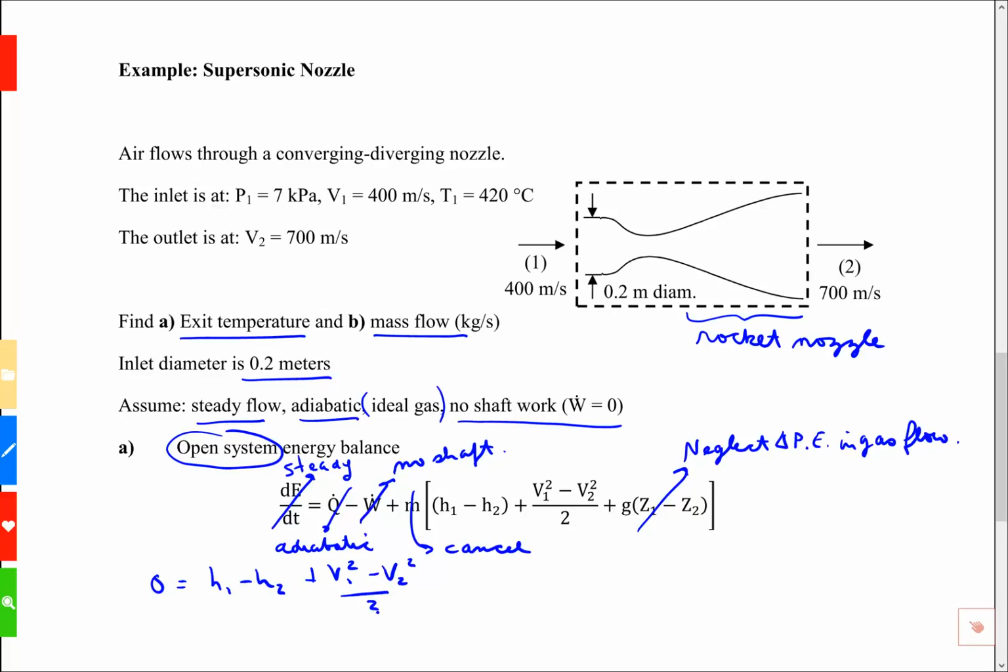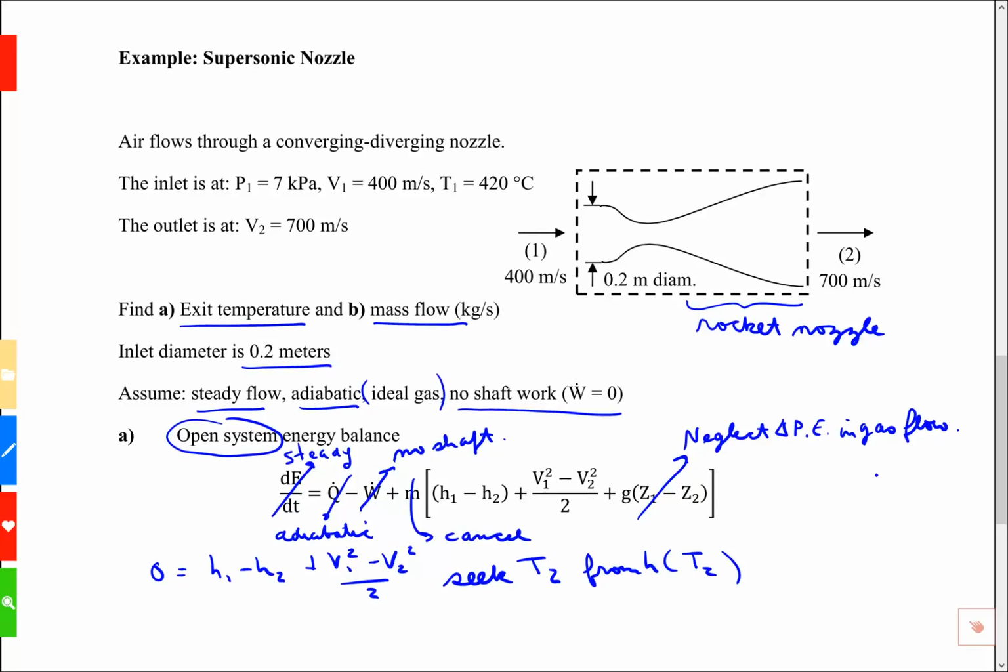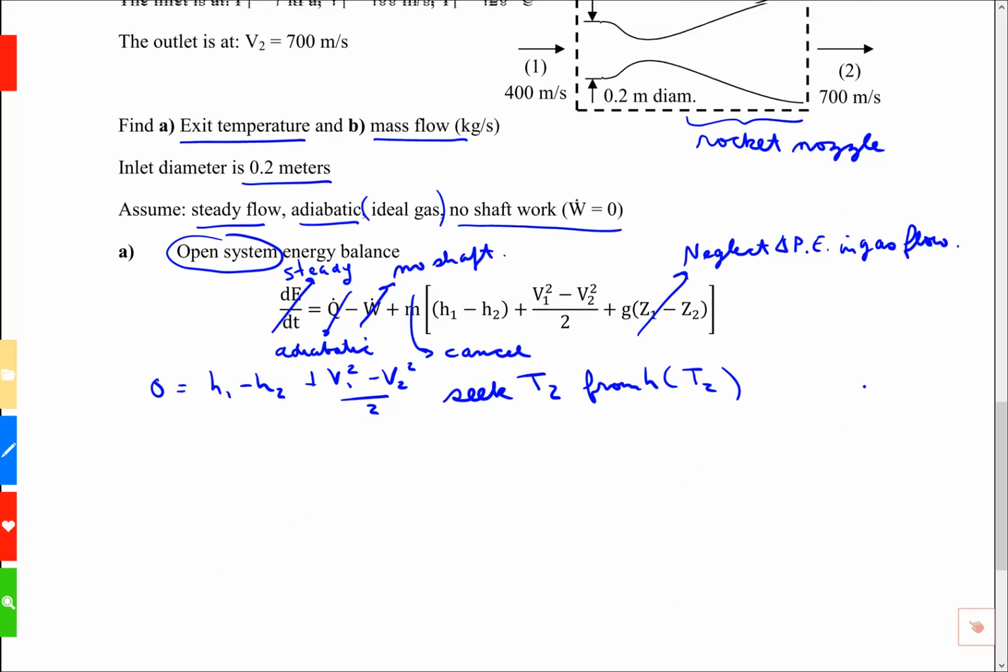Now we're asked to find the exit temperature. We're going to look for the exit temperature T2 using the fact that enthalpy depends on temperature. So I need to find H2, and then we can work on getting T2. All right, let's solve for H2. H2 is going to be H1 plus v1 squared minus v2 squared over 2. We can find H2 if we can find H1 because we have the velocities.